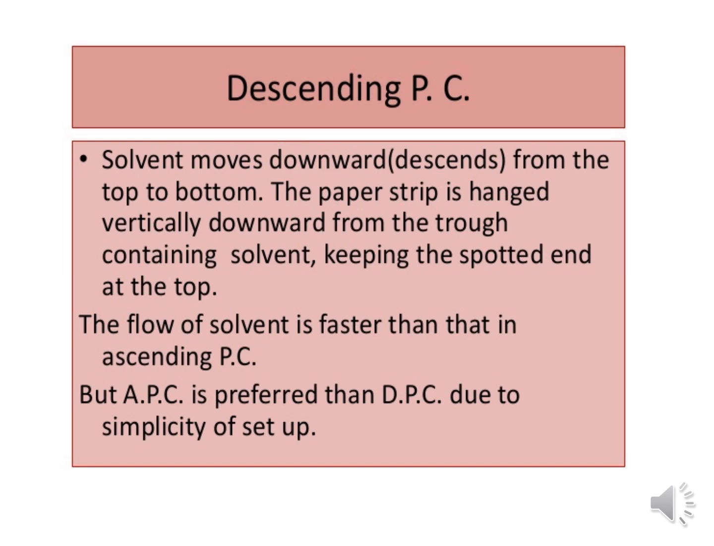And this is descending paper chromatography. Solvent moves downward from the top to bottom. The paper strip is hung vertically downward from the trough containing solvent, keeping the spotted end at the top. The flow of solvent is faster than that in ascending paper chromatography. Generally, ascending paper chromatography is preferred over descending paper chromatography due to the simplicity of setup.